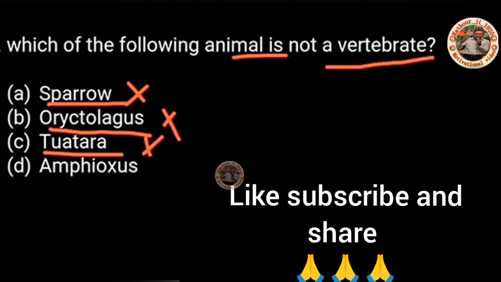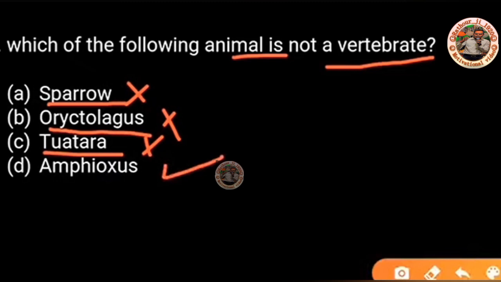So the right answer is option D, Amphioxus. Amphioxus is not a vertebrate but still a member of chordates. Amphioxus is the member of subphylum Cephalochordata. It is also called as lancelets or Branchiostoma.